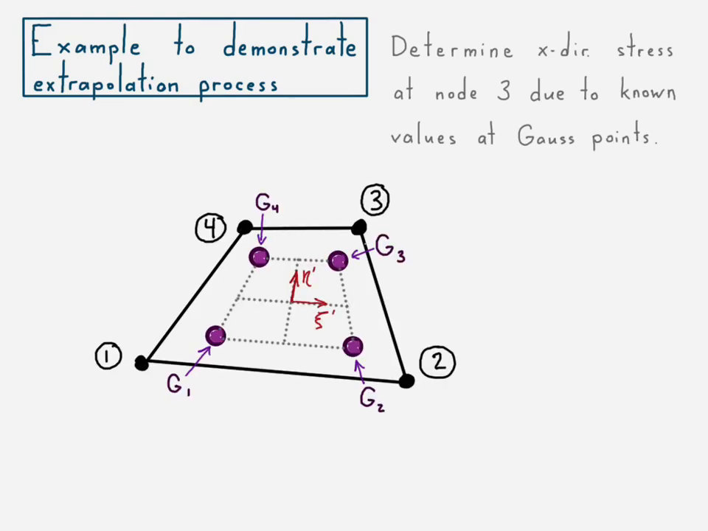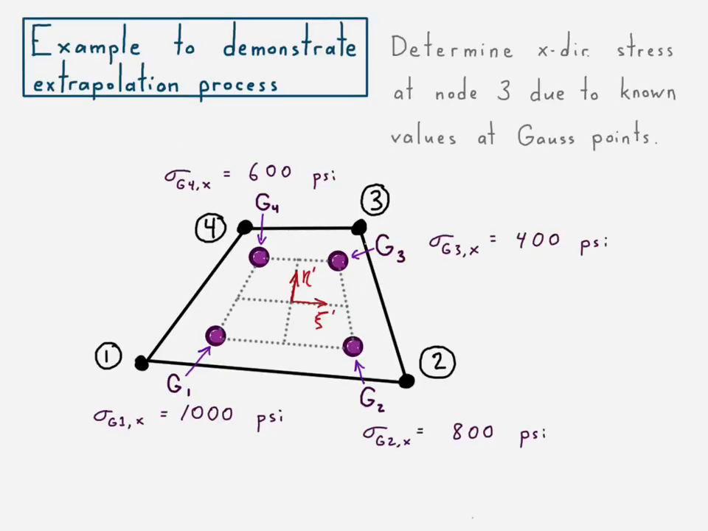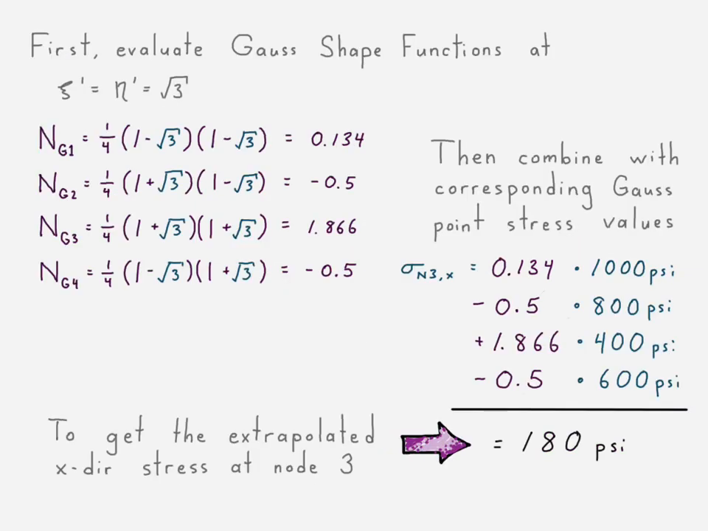All right, let's draw out our element there with our Gauss shape functions. And we'll put in some values for our stresses at each of those Gauss points. We got 1,000 at Gauss point 1, 800, 600 at Gauss point 4, and 400 at Gauss point 3. And the first thing we're going to do is evaluate the Gauss shape functions at square root 3. Why? Because if we look at our nodes over here, node 3, the coordinates are square root 3 in our Gauss-scale natural coordinates.